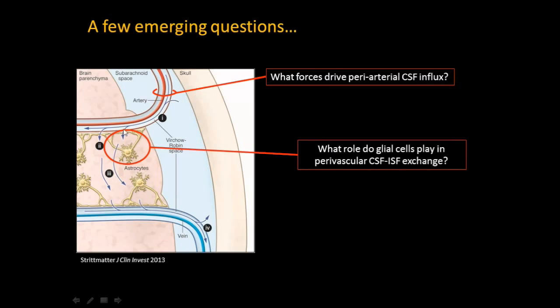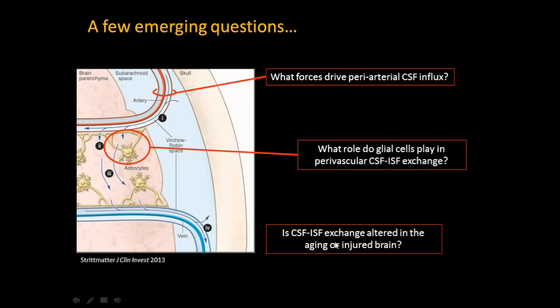The second question is, in between these inflow and outflow pathways, there's a lot of cells. There are neurons in between, but more importantly, there are astrocytes. These perivascular structures are entirely bounded by perivascular astrocytic influence and the glial limitans of the Virchow-Robin spaces. So astrocytes, these glial cells, bound all of these spaces. Do these cells have a role in facilitating this movement, or as gatekeepers of this movement?